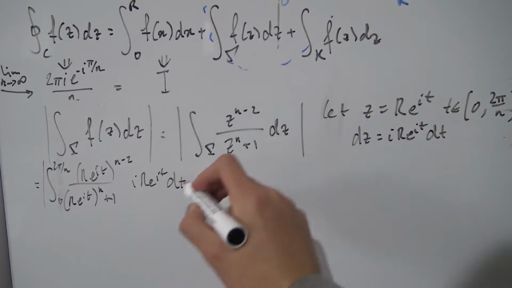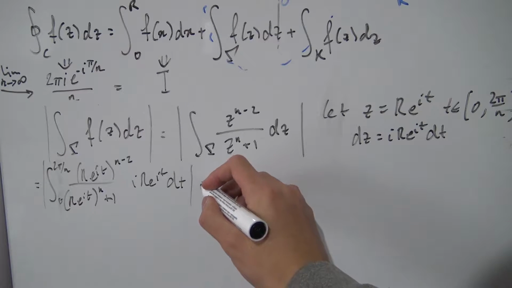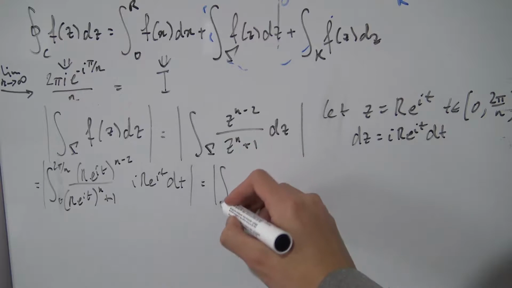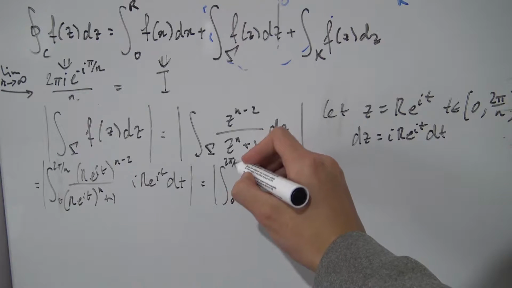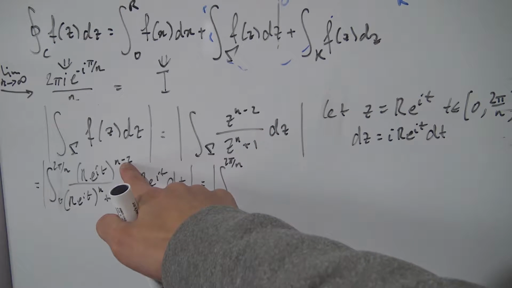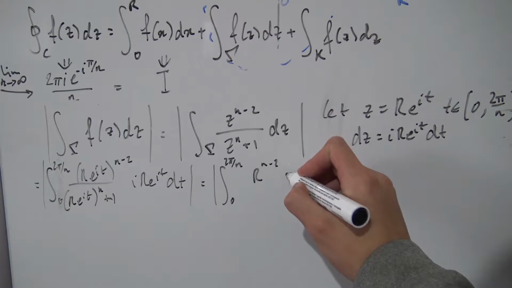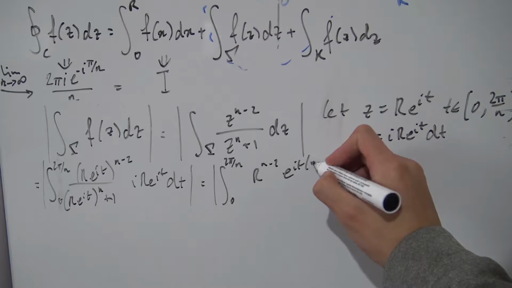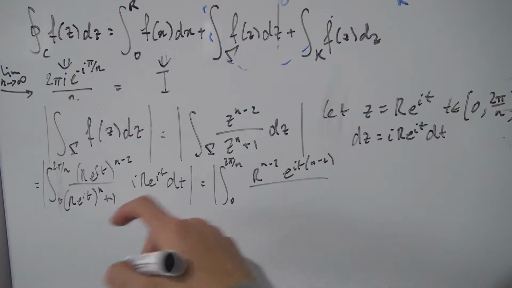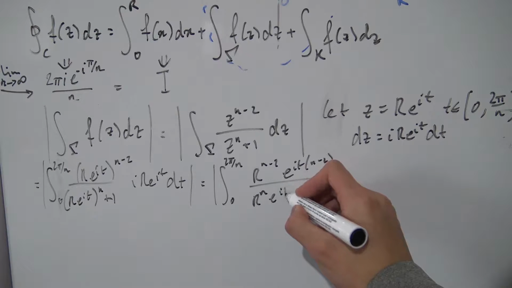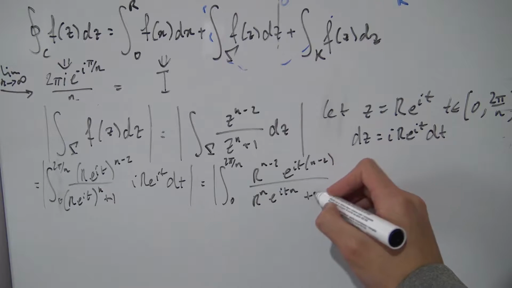Okay, absolute values around that. And we can just simplify things a little bit right here. That's exactly the integral from 0 to 2 pi over n. And we can kind of distribute this power into these terms right here. So we're going to have r to the n minus 2, e to the it, n minus 2, then over r to the n, e to the i t times n, and then plus 1.